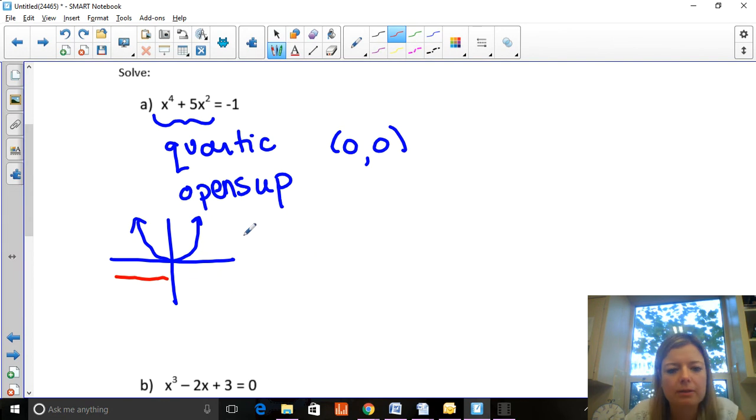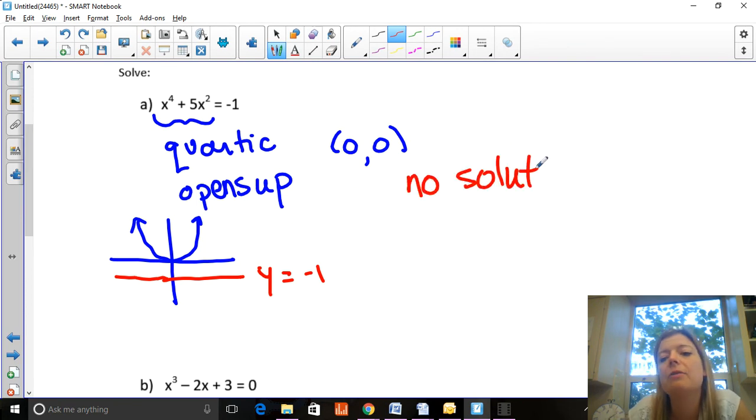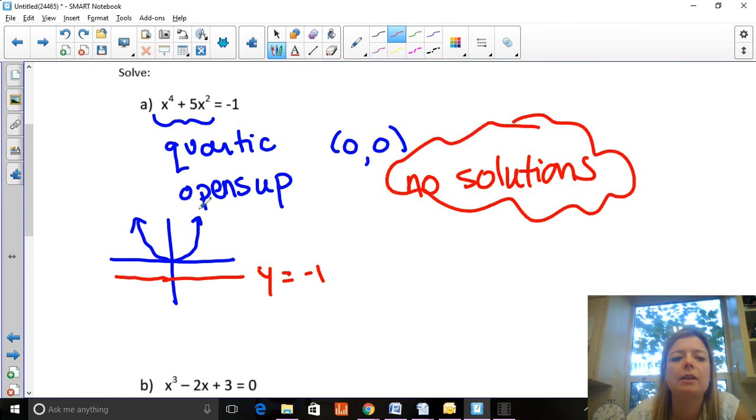It's never going to get as low as y equals -1. It'll never get down there. If I put a negative value in, because both of these exponents are even, it's going to come up with a positive number. So it's going to be some positive number plus 5 times another positive number. Nothing I put into this is going to give me -1. So there are no solutions to this. So you can do that even without factoring, just based on your reasoning. That can never happen.